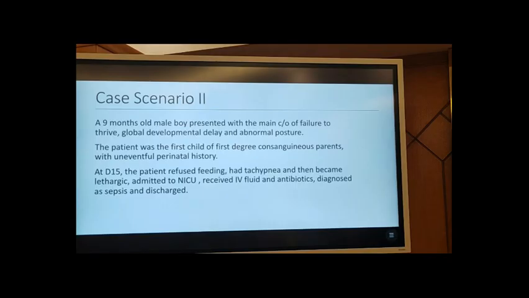On the other hand, we have a 9-month-old boy presented with the main complaint of marked failure to thrive, global developmental delay, and abnormal posturing. This abnormal posturing was because he had dystonia. He was the first child of first-degree consanguineous parents. He had an eventful perinatal history.